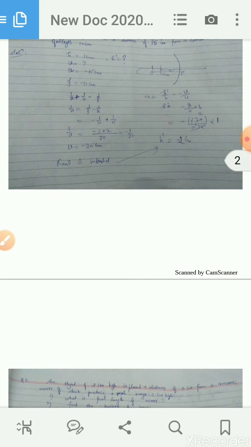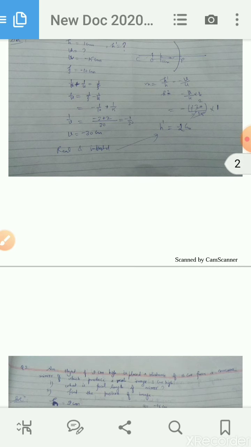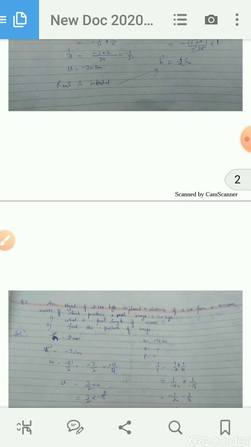So from this we can easily see that the image formed is real and inverted. Negative means the image is below the principal axis, that is an inverted image, and real because v came negative. Image distance is negative, that means the image is also on the left side.